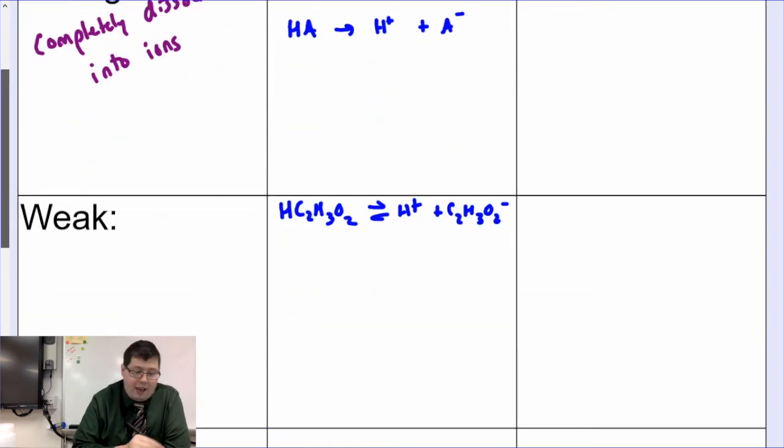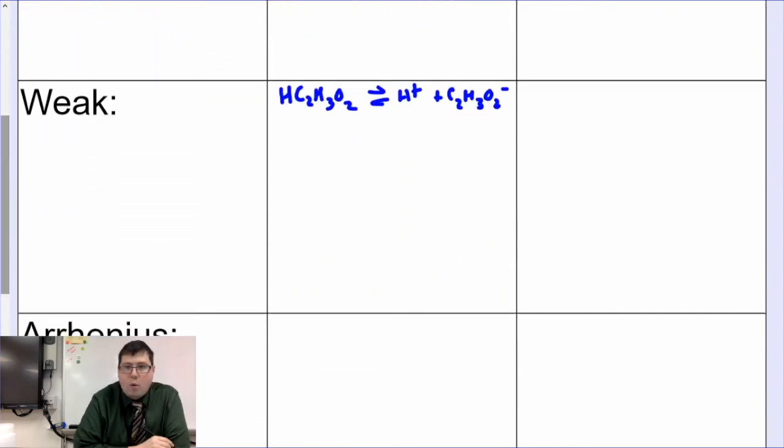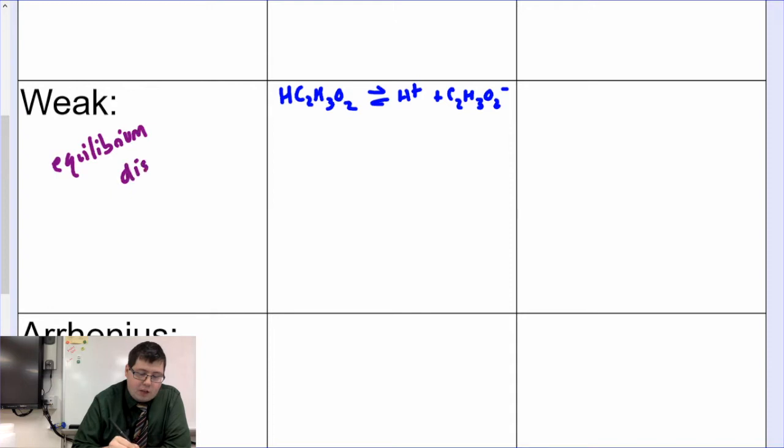Whereas a weak acid or base has an equilibrium dissociation.